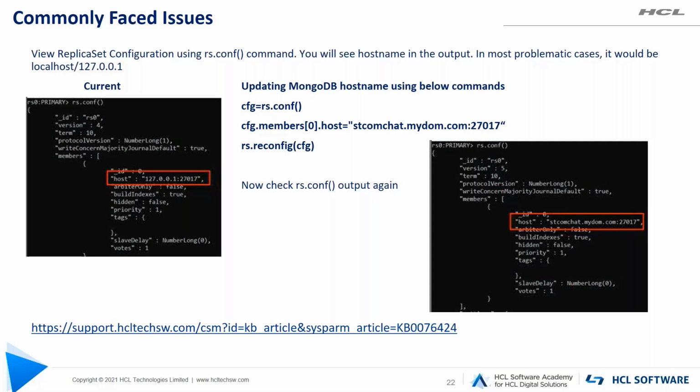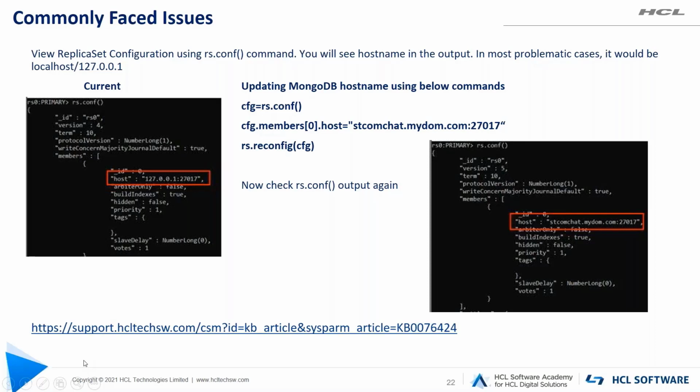Then the next command is cfg.members[0].host equal to the exact FQDN of your MongoDB, colon, the port number for MongoDB, and this is the exact FQDN you have to update here. Then the next command is rs.reconfig(cfg). This will save the replica set configuration.